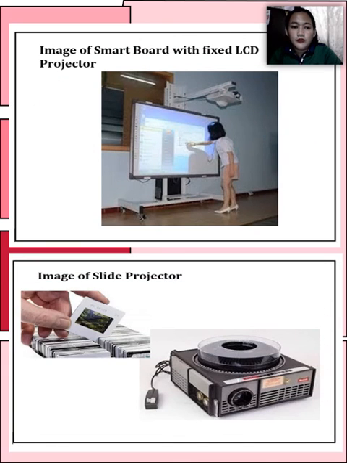On top is an image of a smart board with a fixed LCD projector, and on the bottom is an image of a slide projector. These are used to project images and to make images get bigger.